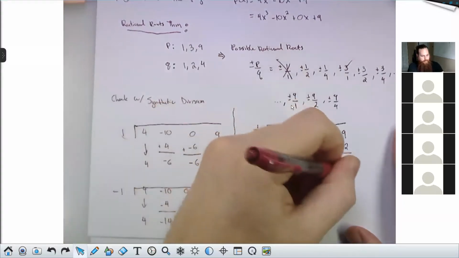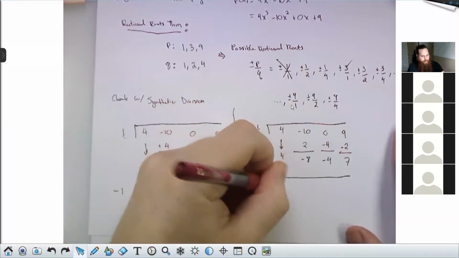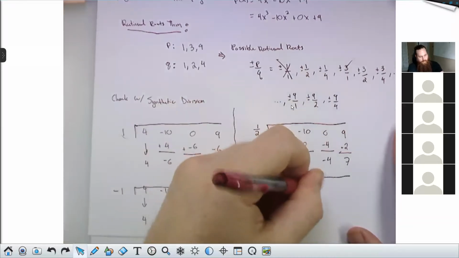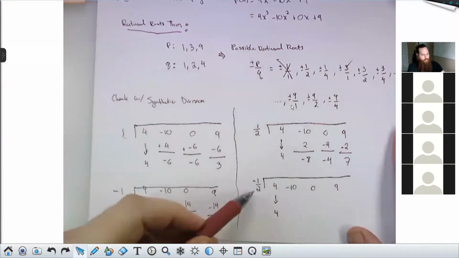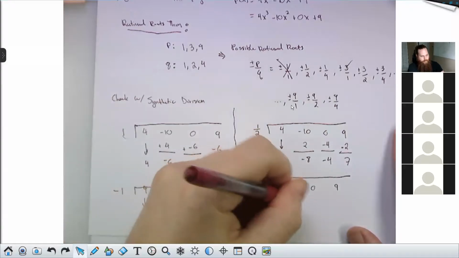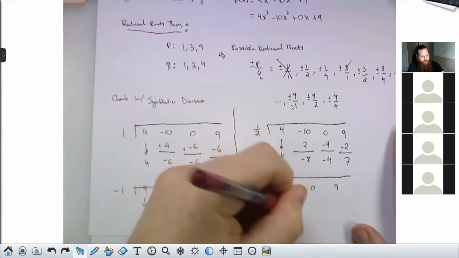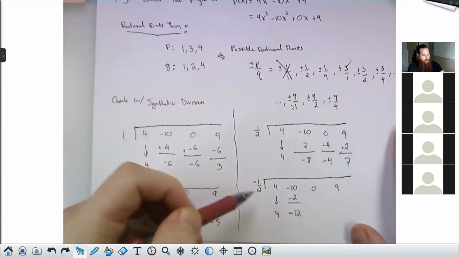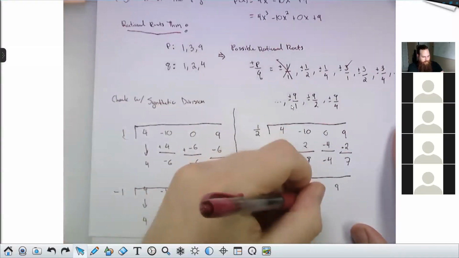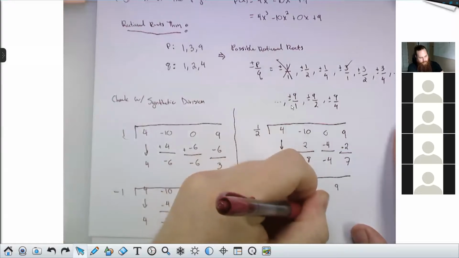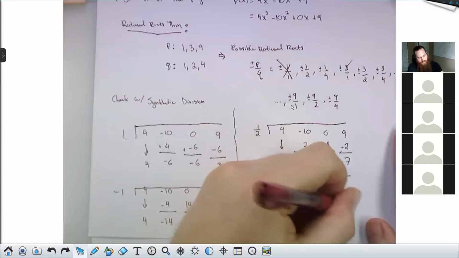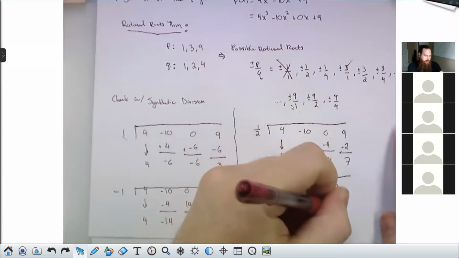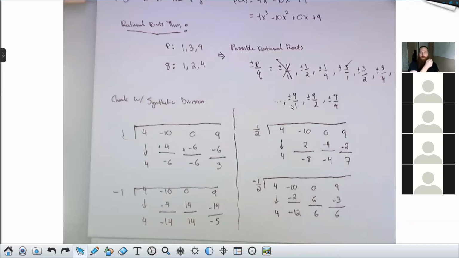So I try something else: -1/2. Write the coefficients. Bring down the 4. -1/2 times 4 is -2. -10 plus -2 is -12. -12 times -1/2 is +6. 0 plus +6 is +6. +6 times -1/2 is -3. -3 plus 9 is +6 again. So neither of the 1/2s work. We can rule them out.